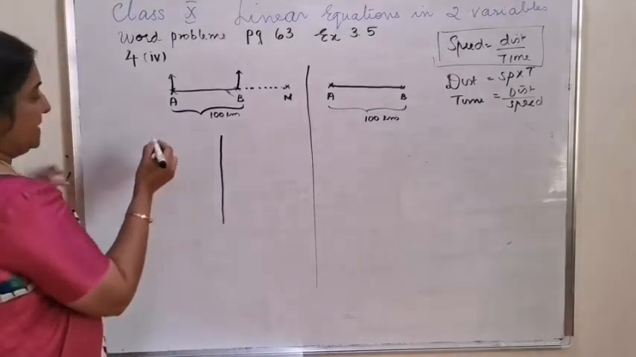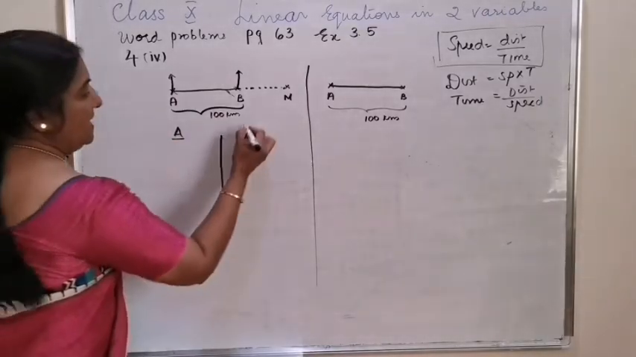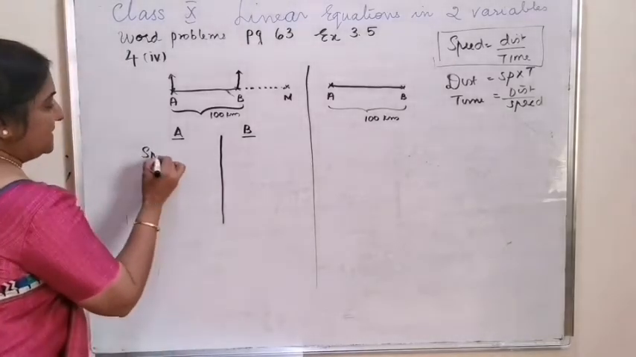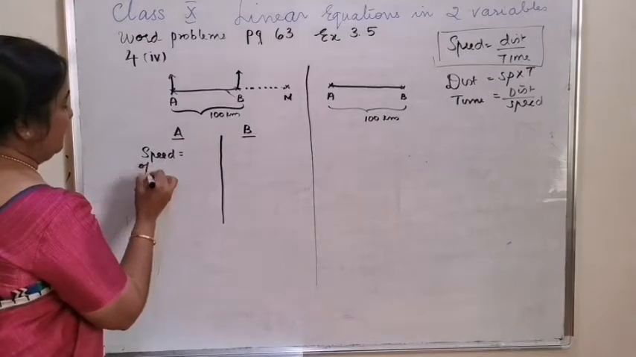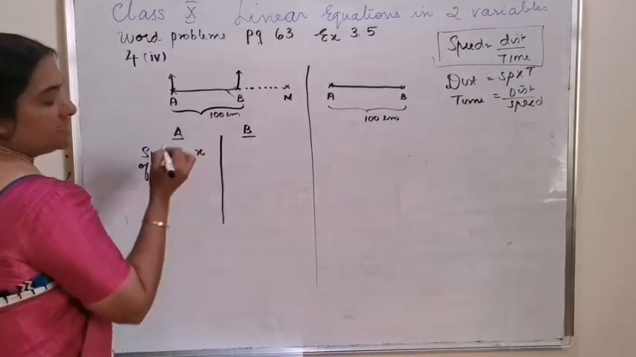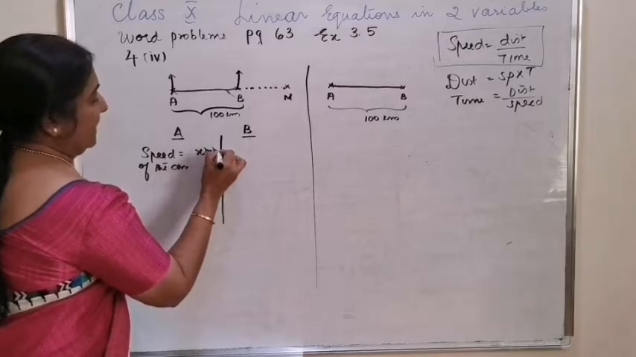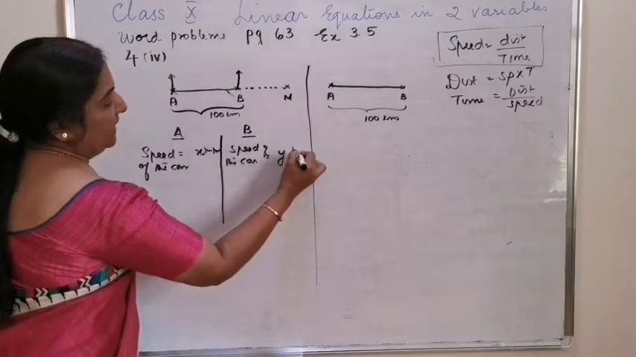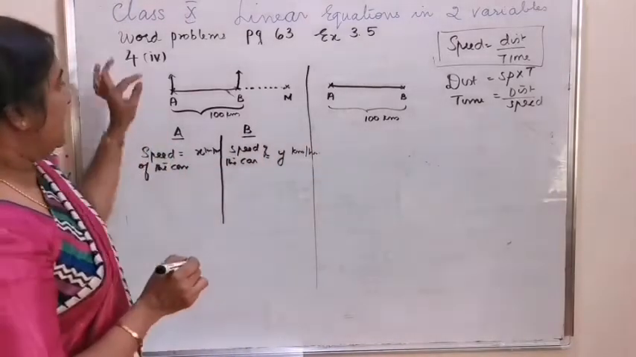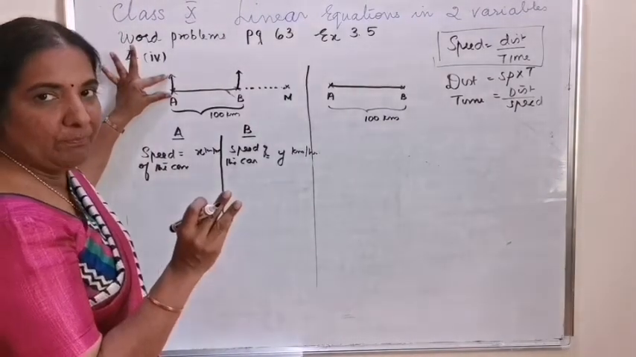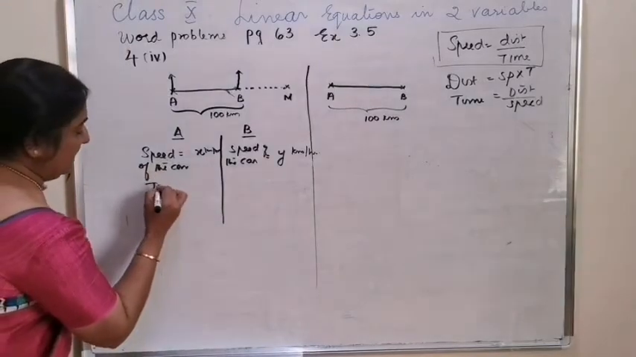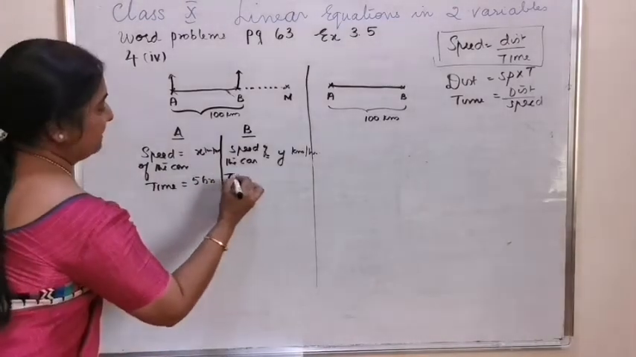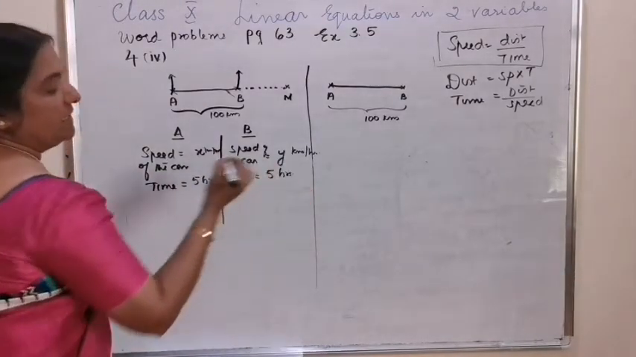Let me divide into two parts. This is the car starting from A and the car starting from B. Since they said the speed is different, let the speed of the car starting from A be x kilometer per hour and the speed of the car starting from B be y kilometer per hour. Both the cars traveled 5 hours.